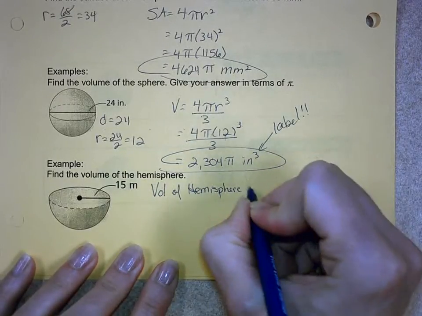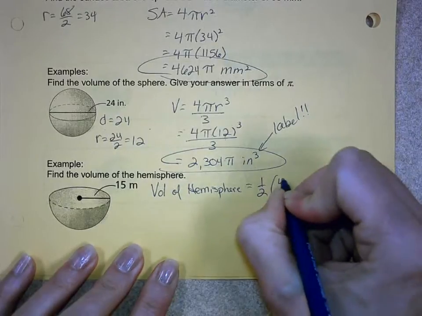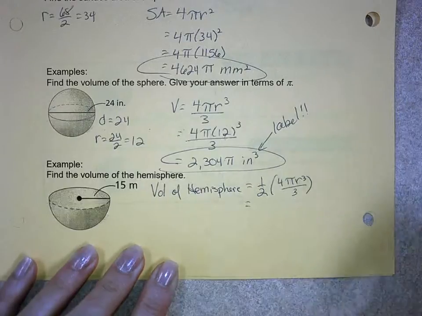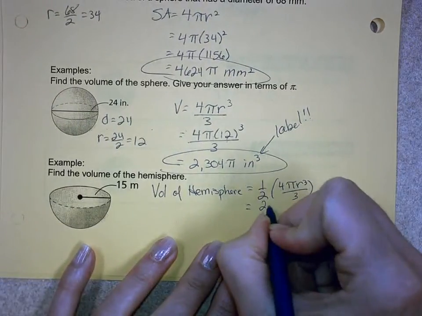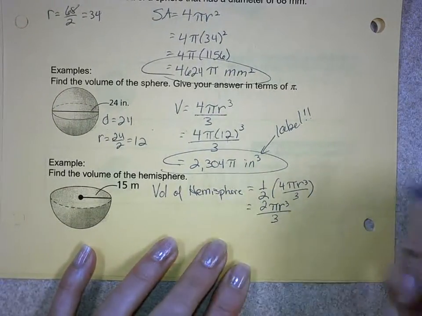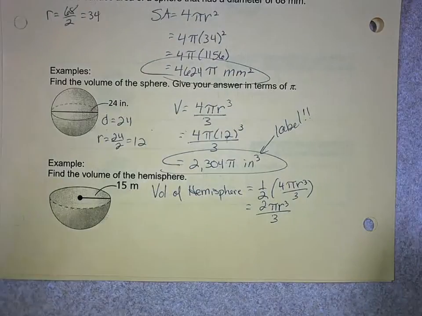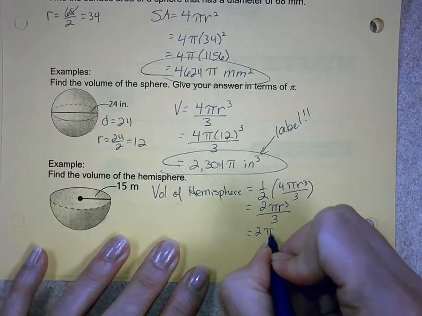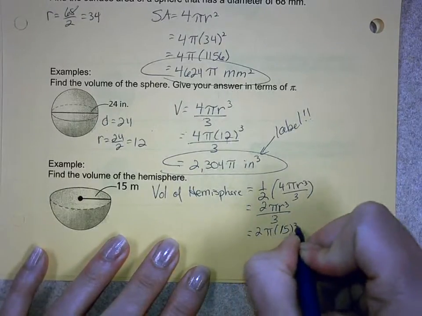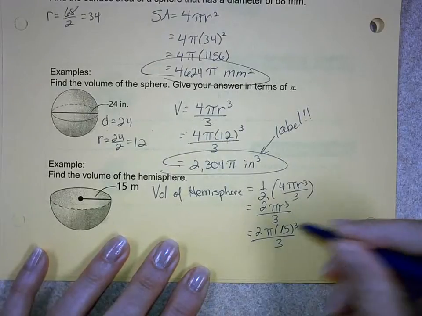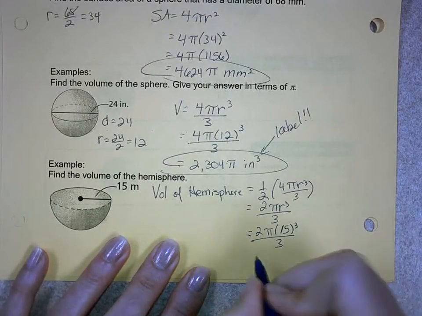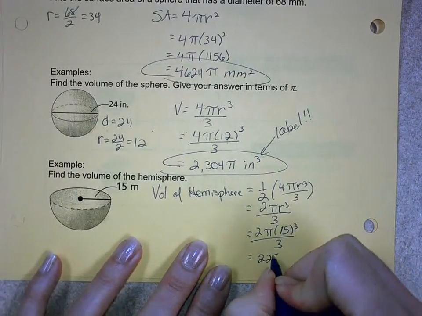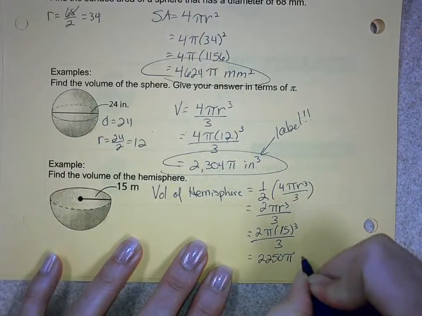So I literally would go 1/2 the volume of the sphere. If I do that, 1/2 of 4 ends up being what? 2. So I get 2 pi r cubed over 3. Or you could have had just 4 pi r cubed over 6. It would still work. And then I plug in what my radius is. So I get 2 pi times 15 cubed all over 3. Now look at that radius. It is divisible by 3, so I know I will not have a fraction for an answer. So I get 2,250 pi cubic meters.